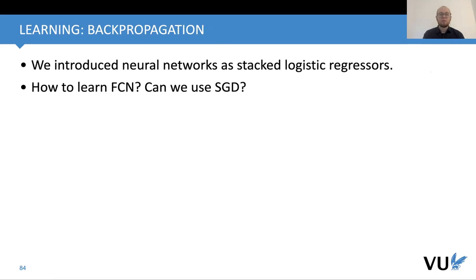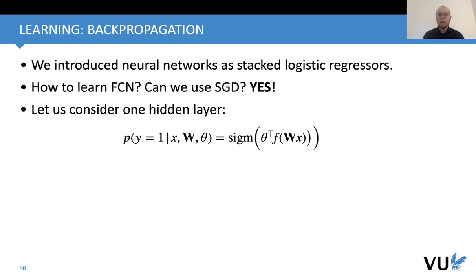And we said that neural networks are stacked logistic regressions, right? So now the question is, can we use the same ideas, the same learning algorithms as for logistic regression? Can we use SGD? And the answer is, of course, yes, we can. But now we need to be a little bit more careful because it will not be so easy to calculate gradients by hand. But we can do it.